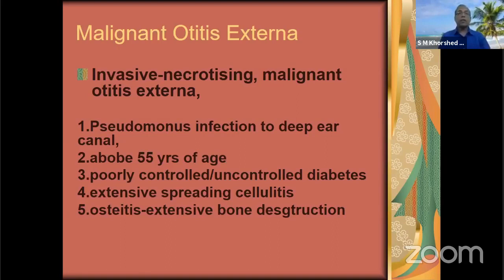There are 5 characteristics of this malignant otitis externa. It is a Pseudomonas infection of the deep ear canal, and in the deep ear canal the skin is firmly adherent to the bone. So when there is infection, it is in the bone. The patient must have an age above 55 years. Poorly controlled or uncontrolled diabetic, or irregularly controlled diabetic.